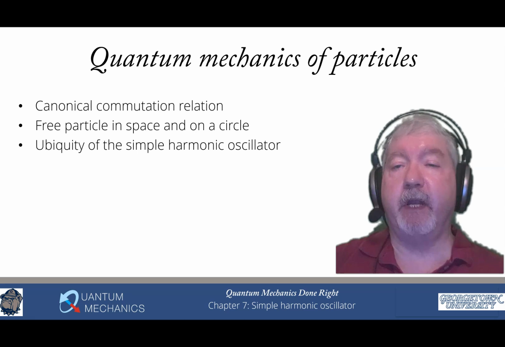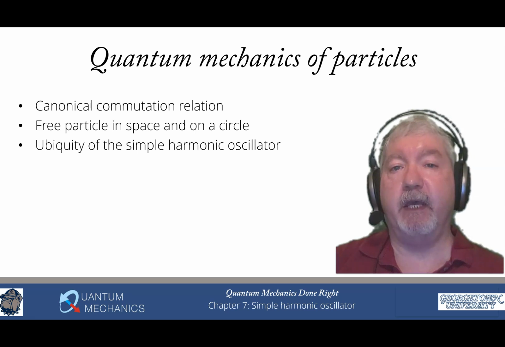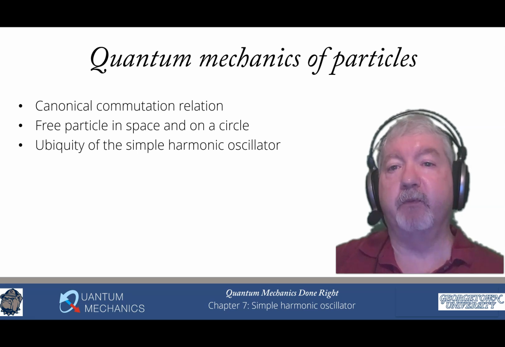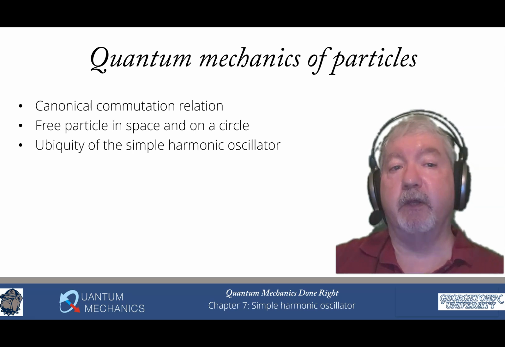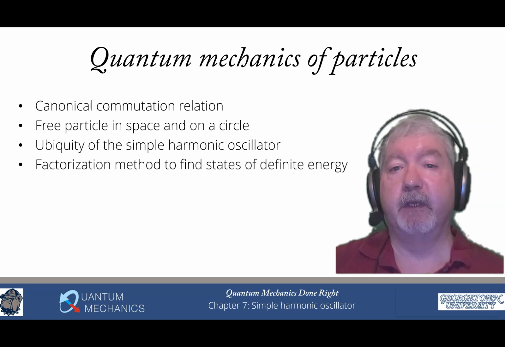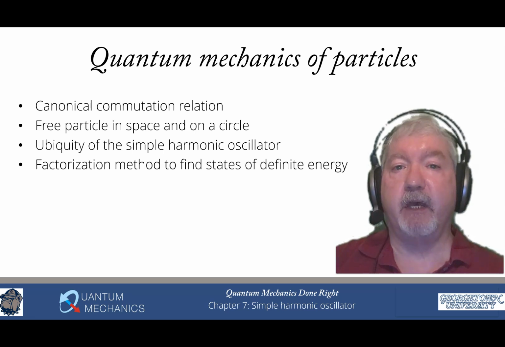We then talk about how any potential that has a minimum, unless it's a very special potential, the minimum will be described near the minimum by a simple harmonic oscillator. I illustrated that for you with the Morse potential on the previous slide. We then develop the factorization method to show how to solve the harmonic oscillator. This is done very differently from the way it's done in most textbooks.